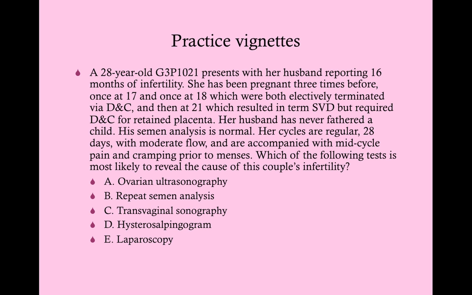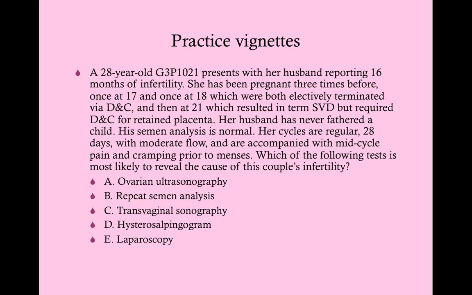His semen analysis, though, is normal. Her cycles are regular, 28 days with moderate flow and accompanied with mid-cycle pain and cramping prior to menses. Which of the following tests is most likely to reveal the cause of this couple's infertility? A, ovarian sonography, B, repeat semen analysis, C, transvaginal sonography, D, hysterosalpingogram, or E, laparoscopy.